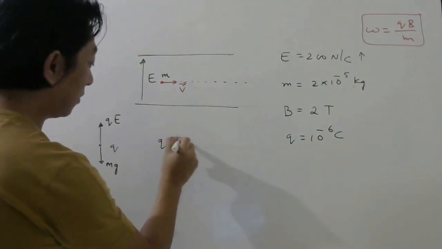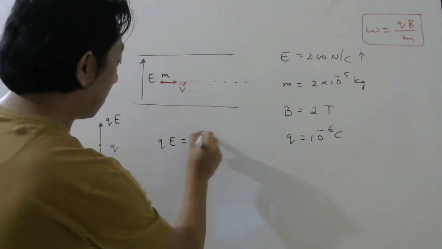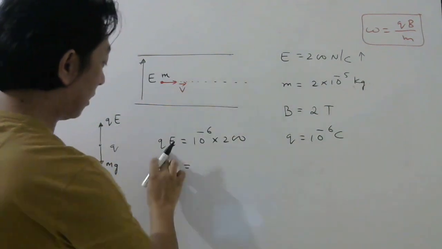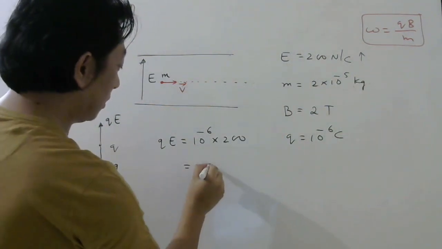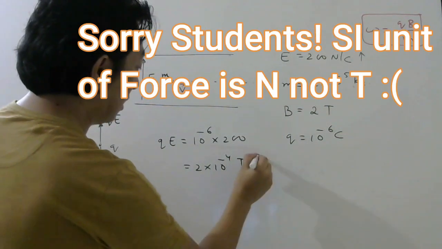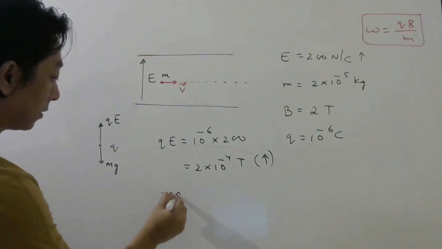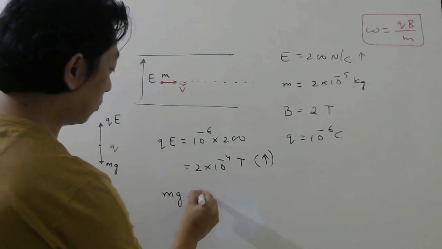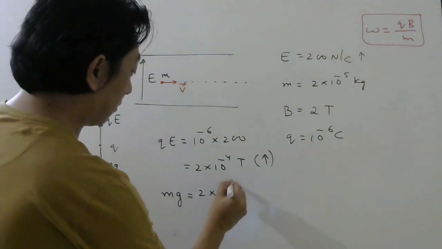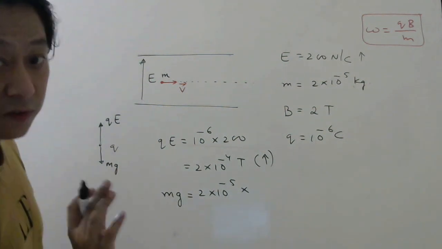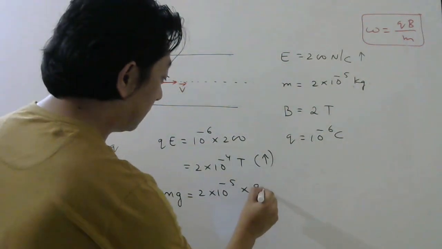What is the value of QE? 10 to the power minus 6 into 200. Electric field is 200. So 2 into 10 power minus 4, and it is upwards. Mg. Mass of the particle is 2 into 10 power minus 5. G value, you don't take it as 10. Here they have given specifically 9.8.